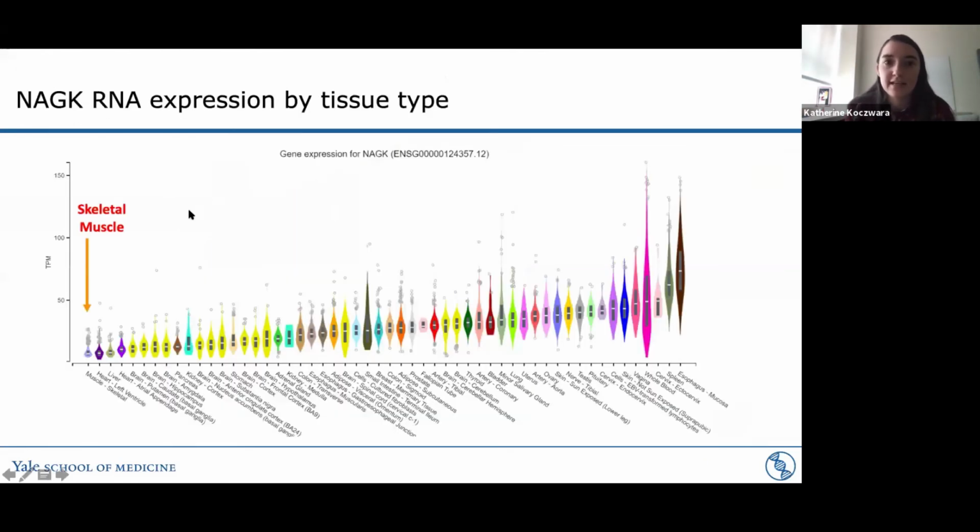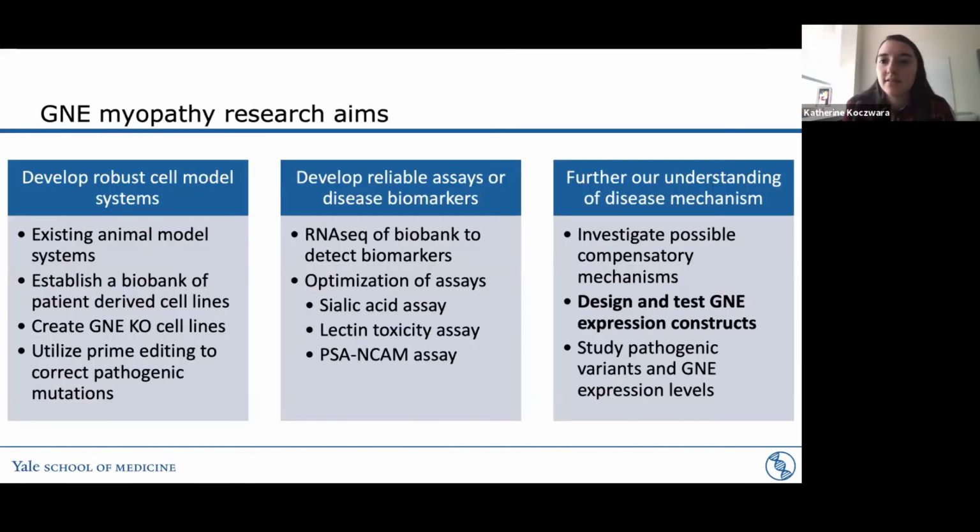And interestingly, this protein, NAGK, is actually expressed very low in skeletal muscle. So we're curious to see if NAGK is playing a compensatory role, so is able to compensate for any mutations in GNE, whether the fact that it's very lowly expressed in skeletal muscle could be why it's unable to do this in skeletal muscle. So we're looking to create a variety of knockout cell lines and study this enzyme within the sialic acid biosynthesis pathway as well. And then we're also looking to design and test some GNE expression constructs.